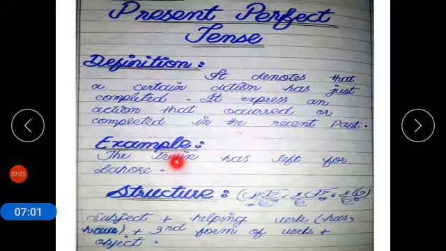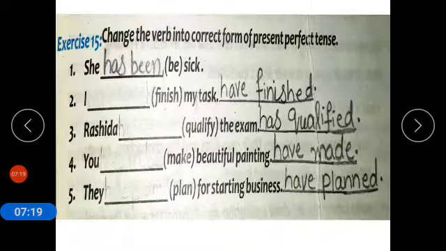Example: the train has left for Lahore. Structure: subject plus helping verb, has or have, plus third form of verb plus object. In Urdu, the sentence ends at chuka hai, chuki hai, chuke hain. Now coming to the exercise. Change the verb into the correct form of present perfect tense.